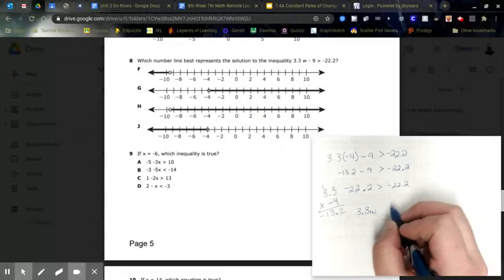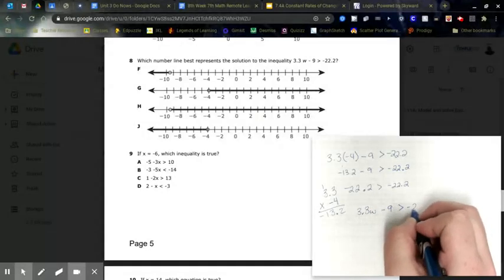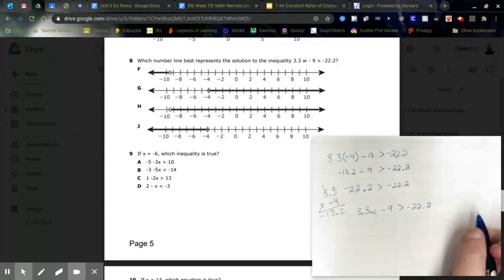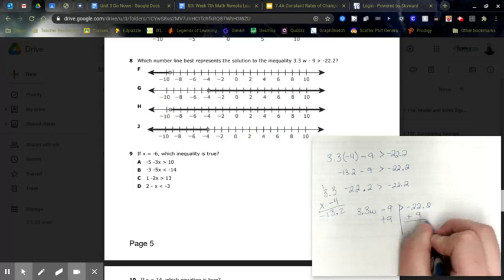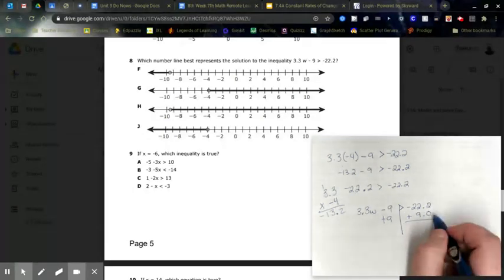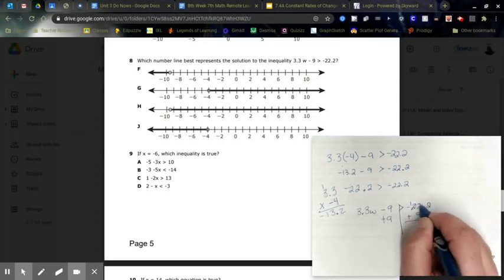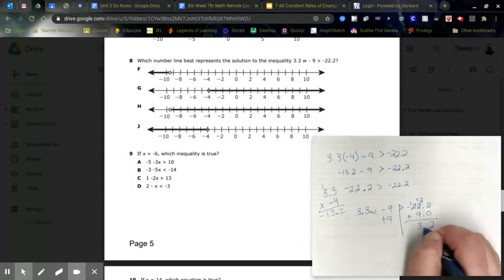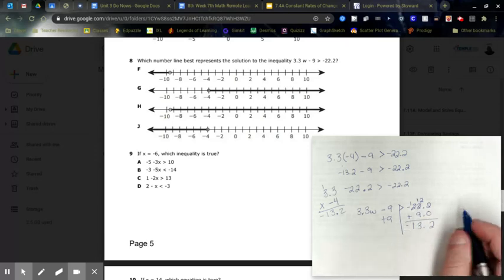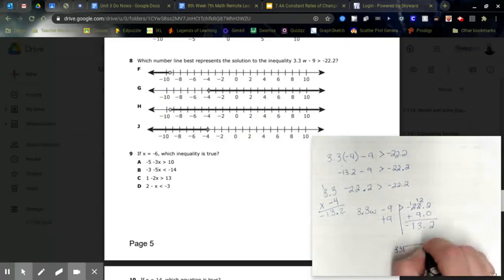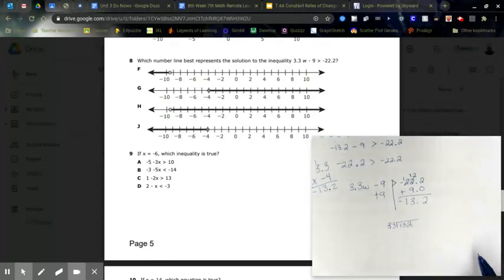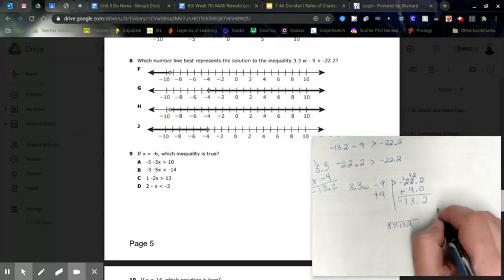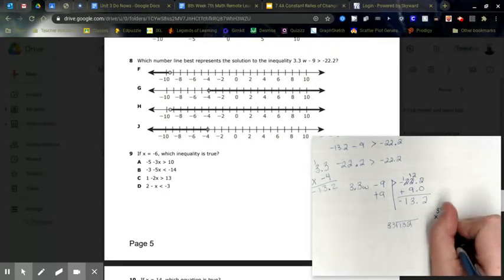3.3W minus 9 is greater than -22.2. Okay, so we add 9. Add 9. That's what I did. I put it on the end instead of in the end. So 2 minus 0 is 2. That's 1. That's what I did. 12 minus 9 is 3. So -13.2. So we're going to do 33 goes into 132. Okay. See, even Miss Howell makes mistakes, but we got there eventually, okay? So let's do 33 times what ends in 2? 4?